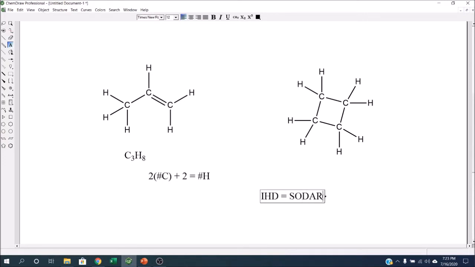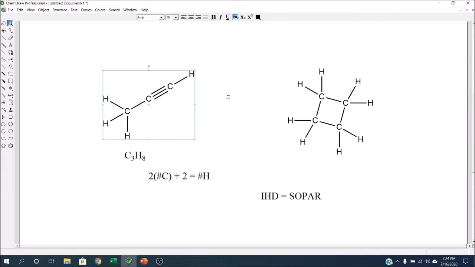SODAR stands for the sum of double bonds and rings. And I don't like this SODAR. If I were to make up my own term, I would call it SOPAR, because it's actually the sum of pi bonds and rings. And I'll illustrate that with one more example. If instead of an alkene right here, I put in an alkyne, ChemDraw is telling me there's something wrong with my carbons, and it's because every pi bond that you add to the system requires you to remove 1 pair of hydrogens.